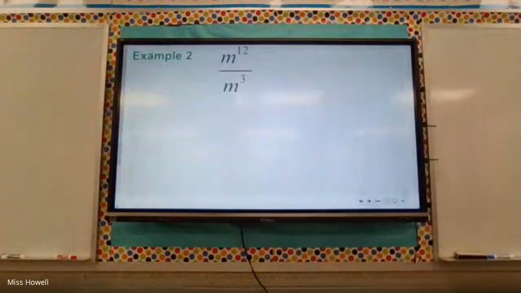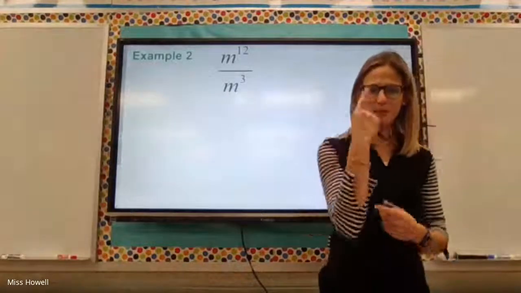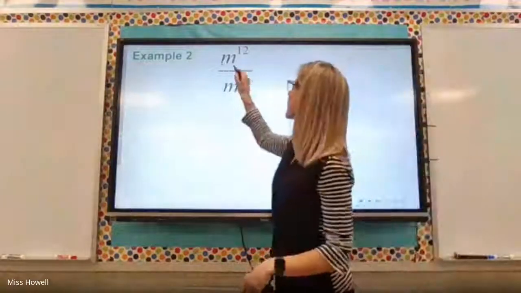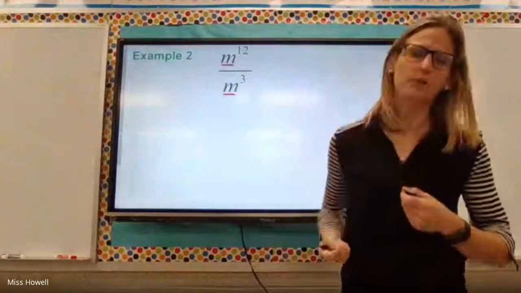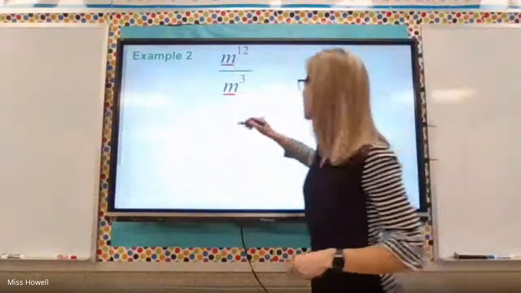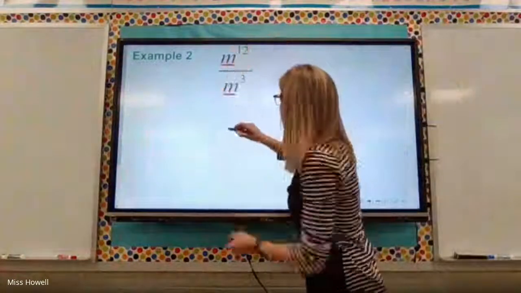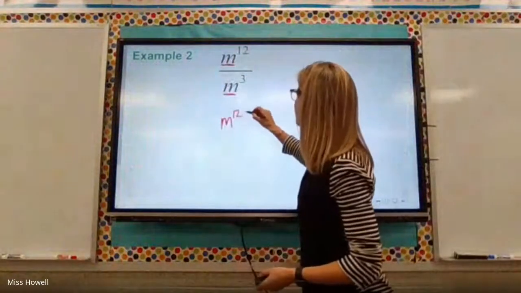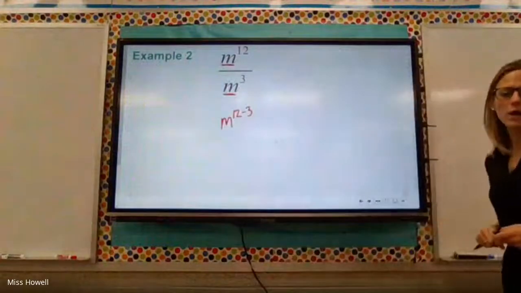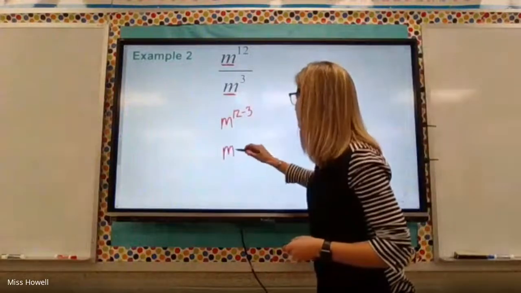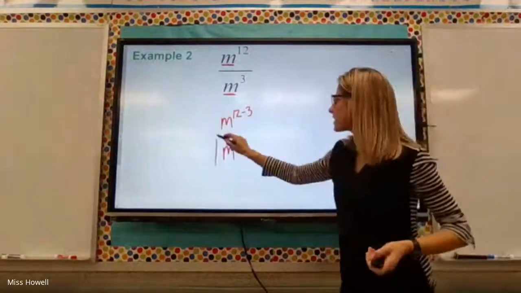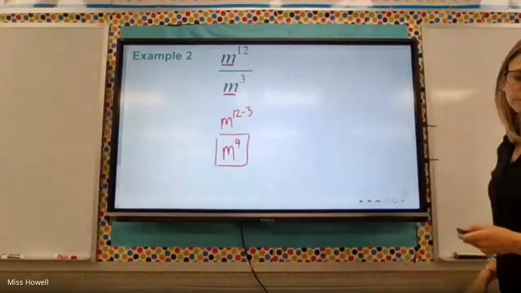All right, example number 2. We have an m to the 12th over an m to the 3rd. Since we have matching bases on both the top and the bottom, right? We have m here, m here. That means we can bring it all to the top and subtract the little number called the exponent to get a simplified version. All right, so we move this all up to the top, and we say this becomes m to the 12 minus 3. All right, m to the 12 minus 3 would just give us m to the 9th. All right, nothing else left to simplify, so we know that's our final version.